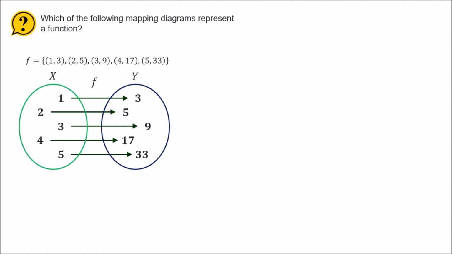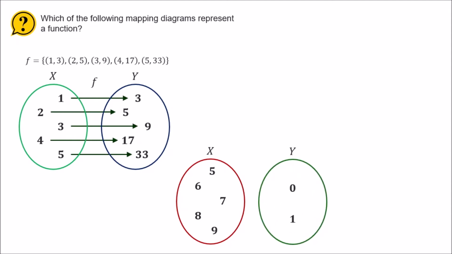Let's have another pair of sets X and Y. This time, set X has the elements 5, 6, 7, 8, and 9, while the set Y has the elements 0 and 1. Now suppose the mapping goes as shown.